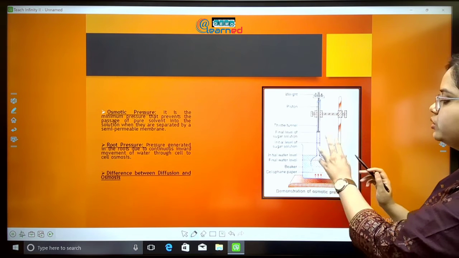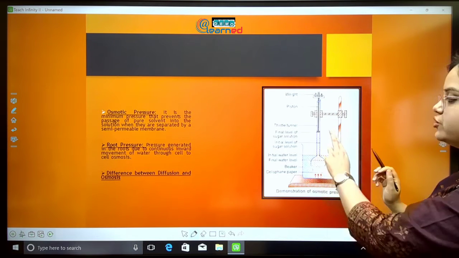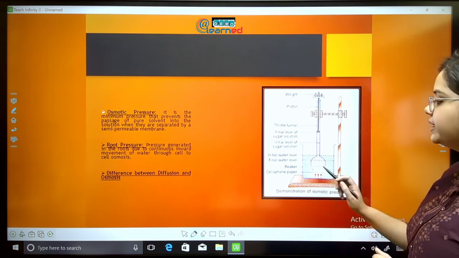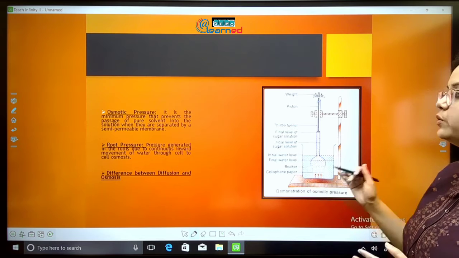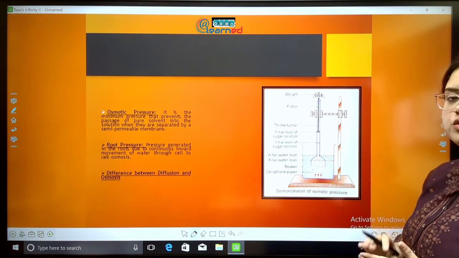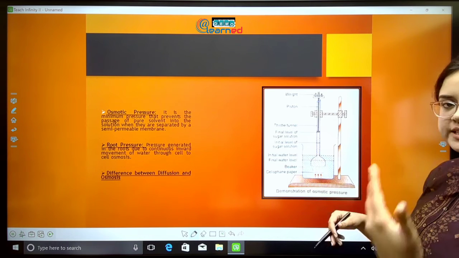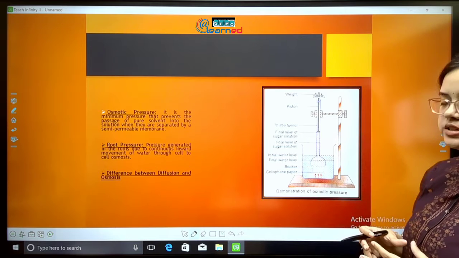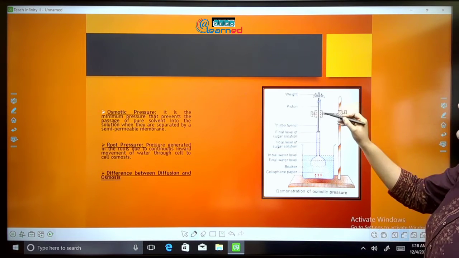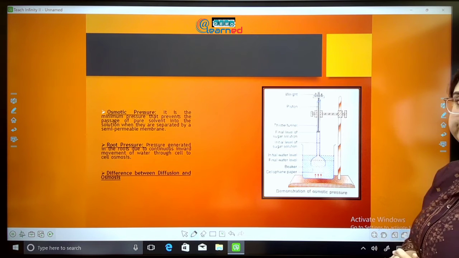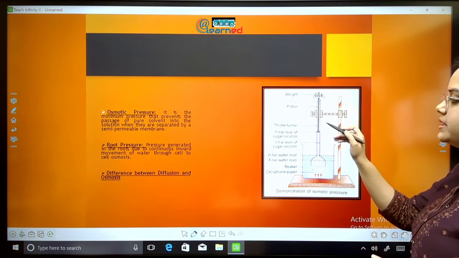Water molecule, the 25% sugar solution has been filled up in the thistle funnel. Water is here. You note the initial water level, you note the final water level, note the initial sugar solution level, and after the experiment we will note the final sugar solution level. We also put a piston inside the thistle funnel.